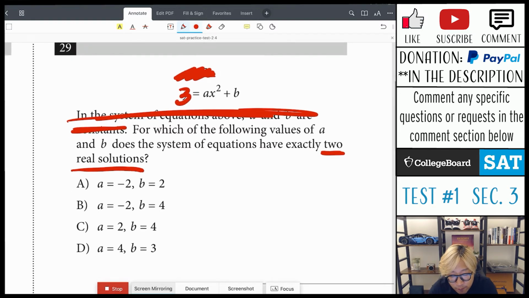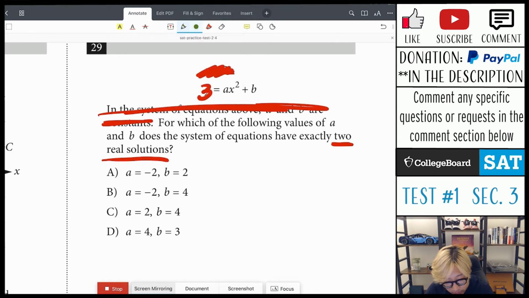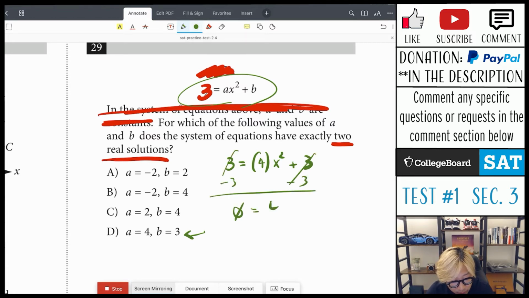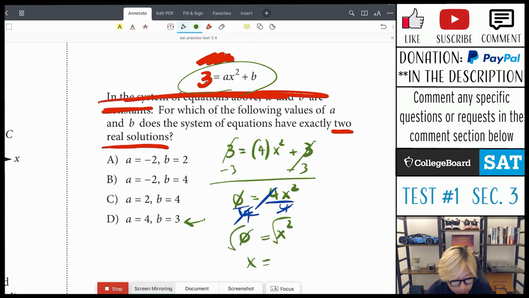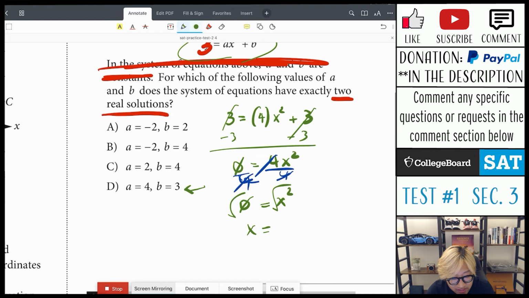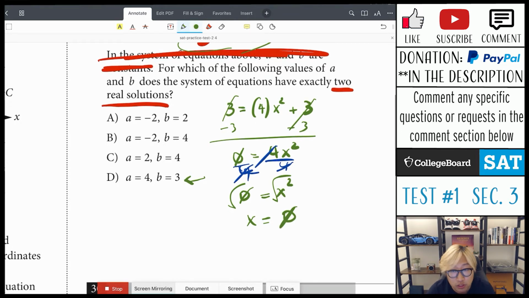So we're going to start from the bottom, D. If I try choice D and plug all the values into this equation, it's going to look like this. 3 is equal to A, which is 4, x squared, plus B, which is 3. So subtract 3 on both sides, and 0 is equal to 4x squared. Divide by 4 on both sides, and x squared is equal to 0. Square root both sides, x is equal to plus or minus, but it's 0, so it's just 0. Now, is that a real solution? Yeah, because 0 is a real number. But how many is that?